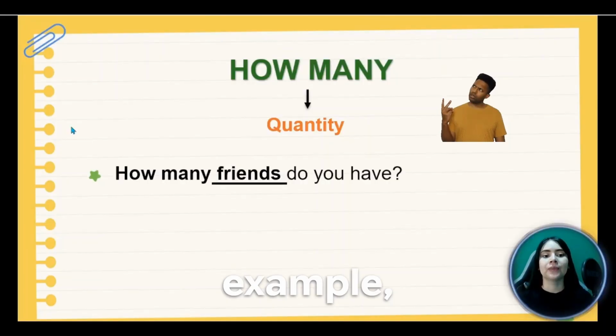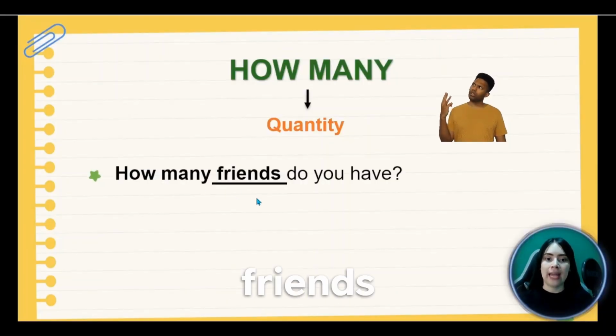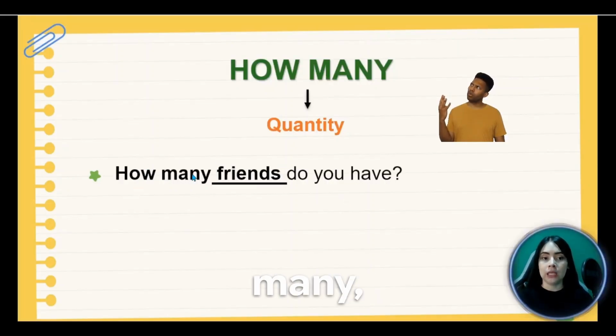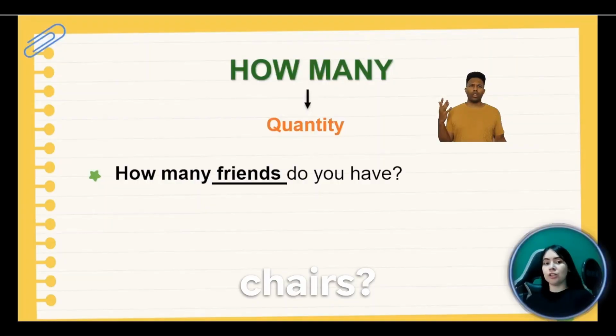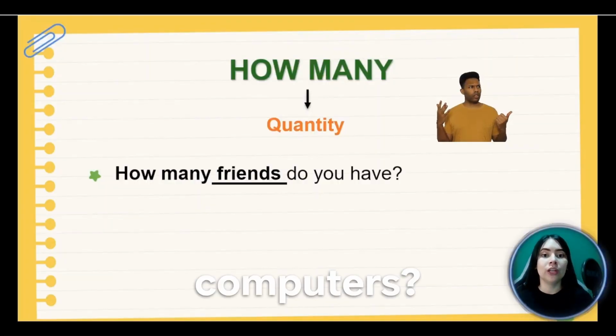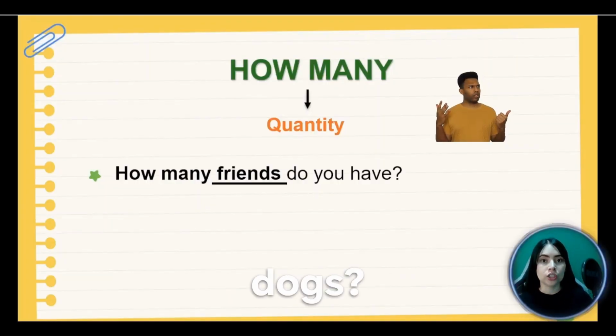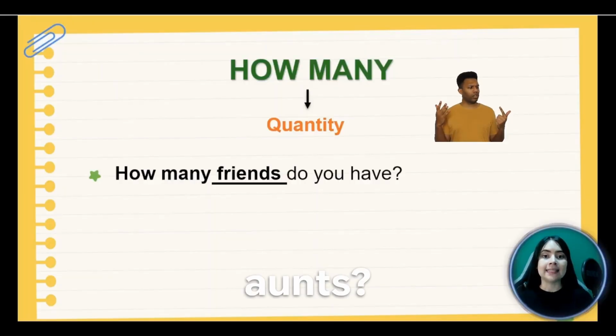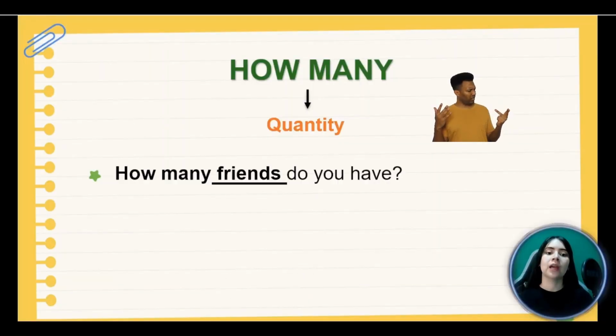For example, how many friends do you have? Pay attention to this. When we use how many, we need to mention the noun. How many friends? How many chairs? How many computers? How many dogs? How many aunts? How many sisters do you have? The rest of the question later.